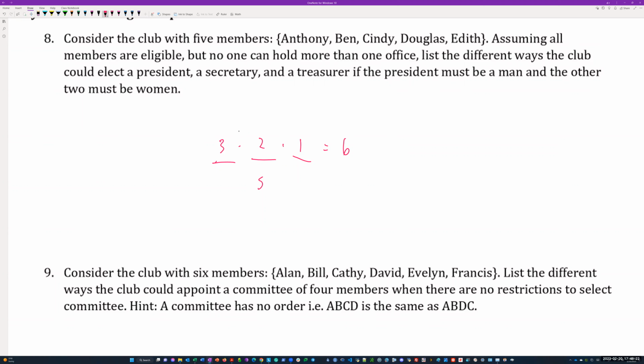Does that make sense? You understand? Any questions with this?